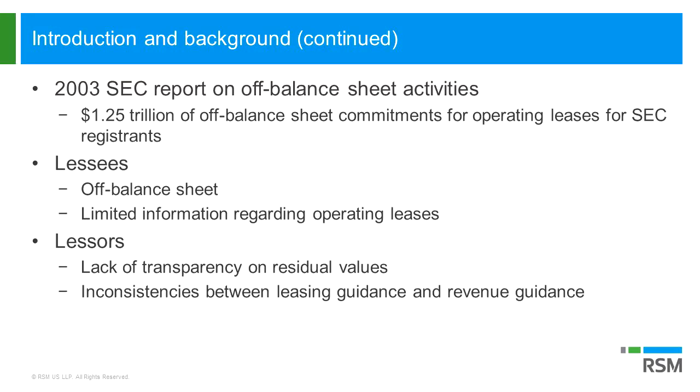The lessees, for the off-balance sheet commitments as far as what their operating leases are going forward, there's disclosures currently required, but really limited information regarding the nature of the operating leases, and really not much more than just the total obligation per year. The lessors, really the aim was the lack of transparency on residual values, not necessarily specifically identified in the report, but inconsistencies between how leasing guidance and revenue guidance interplay.